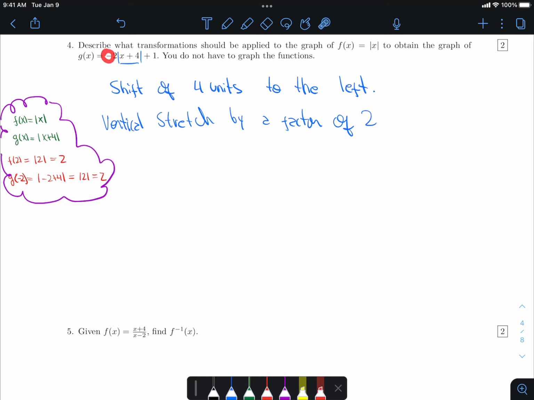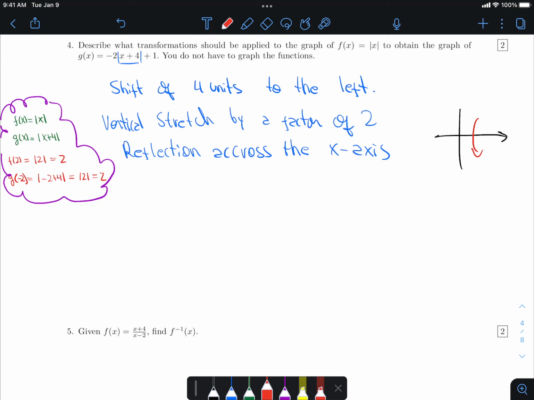And then the negative sign means a reflection. Also vertical because it's happening outside of the absolute value. So it is a reflection across the x-axis. The x-axis is the horizontal one, but when you reflect across it, your reflection is vertical. You take something on the top, it ends up at the bottom. So it is a vertical reflection. These two are the only ones that can be interchanged because they're happening at the same time. It's minus 2 and minus 1. It's the multiplication. The order doesn't matter.